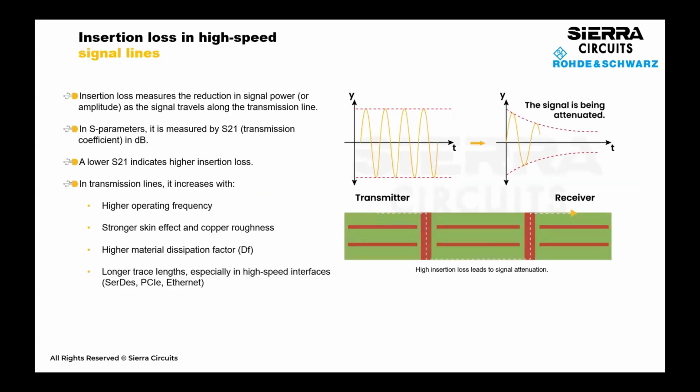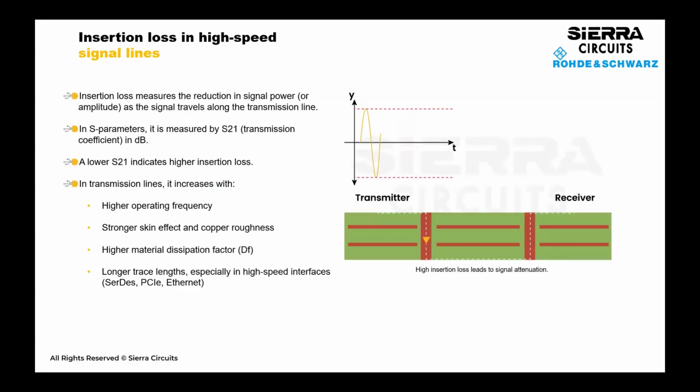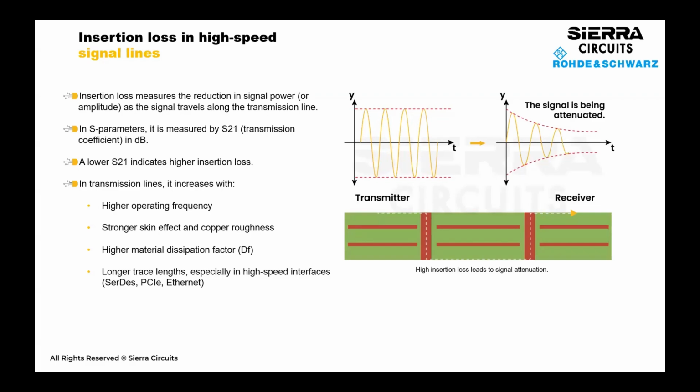Insertion loss measures the reduction in signal power as it travels along the transmission line. In S parameters, it is measured as S21 in dB. A lower S21 indicates higher insertion loss. In transmission lines, it increases with higher operating frequency, stronger skin effect, copper roughness, higher material dissipation factor, and longer trace lengths.